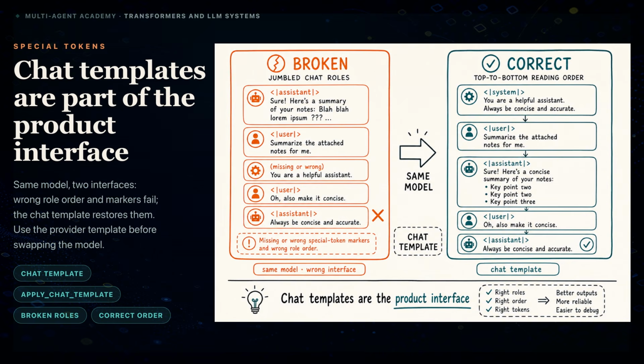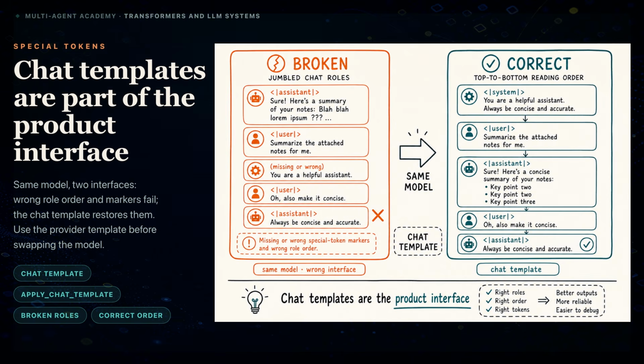The same model can look broken or correct depending on the chat interface. When the chat roles are out of order, an assistant turn can appear too early, the system message can be missing or in the wrong place, and the special token markers that should open each turn can be wrong or absent. Then the model is not seeing the conversation you think you sent.